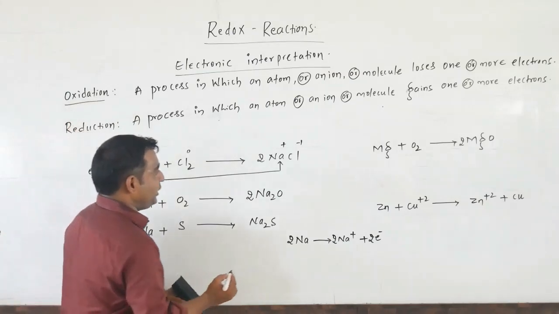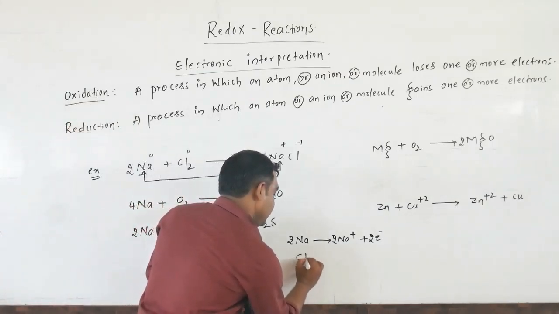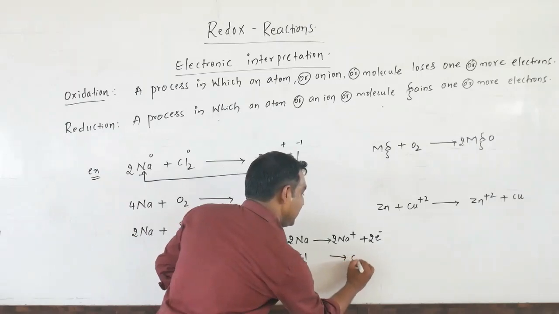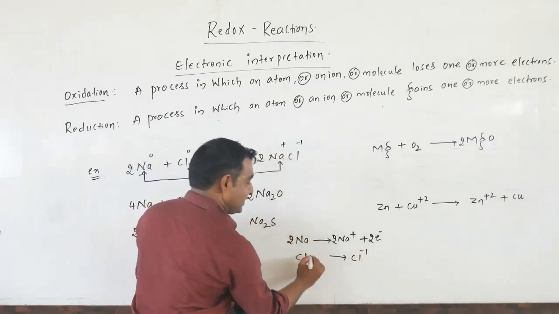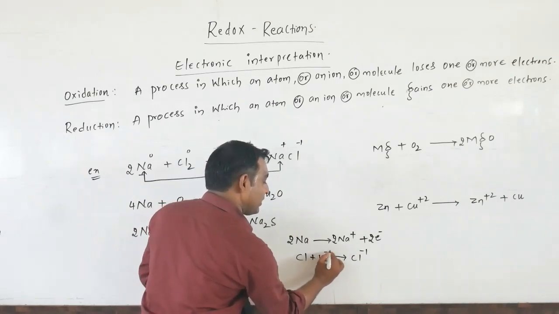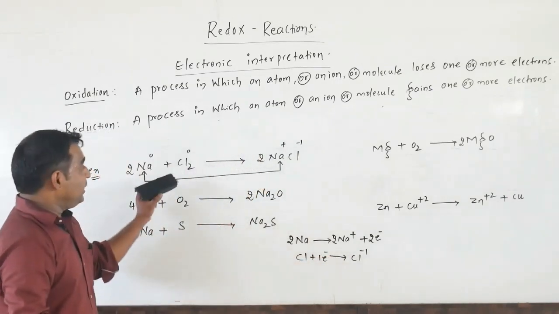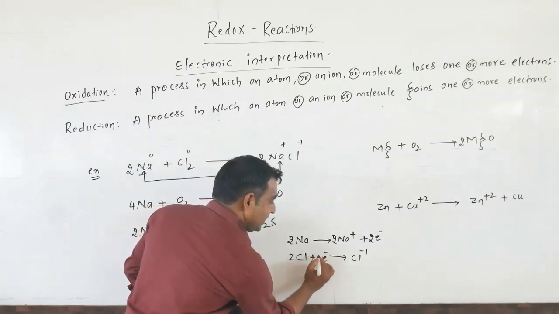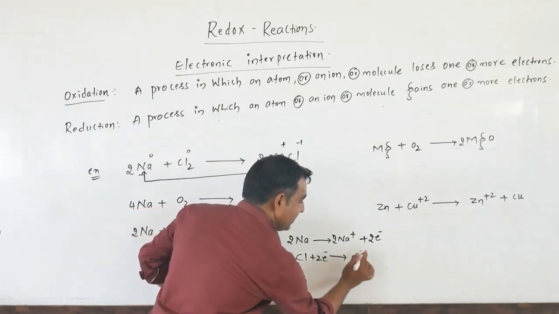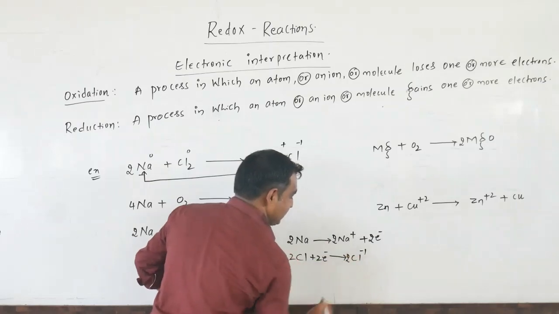So coming to chlorine, Cl becomes Cl minus here. Cl becomes Cl minus by gaining 1 electron. How many chlorines? 2 chlorines will be there, hence we have to take 2 Cl. Here 2 electrons will be there, hence we have to take 2 Cl minus.